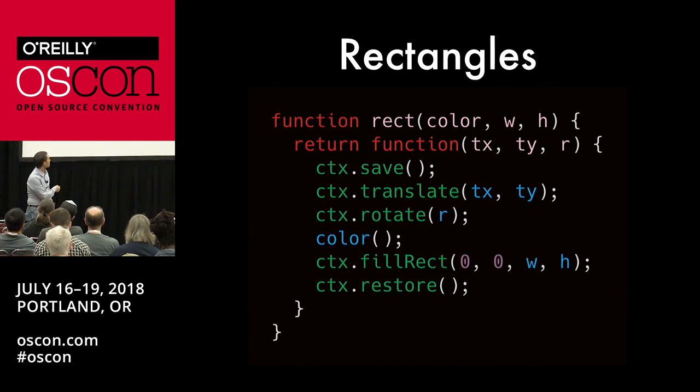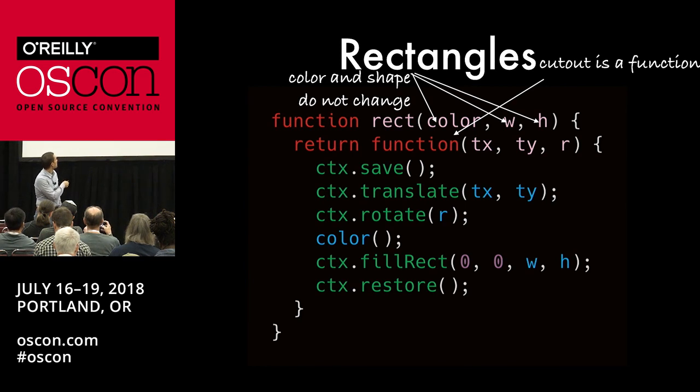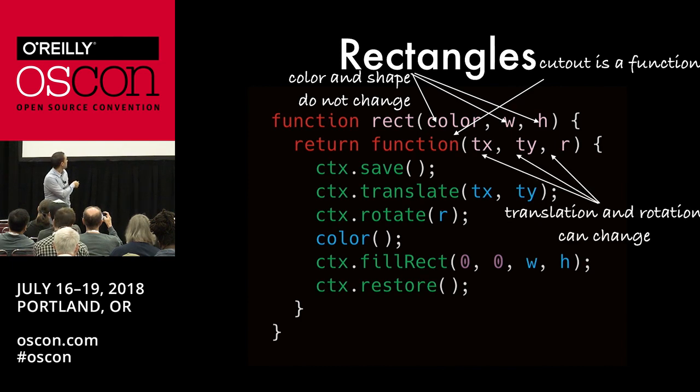Okay, so a more complicated one, rectangle. It's only complicated because drawing a rectangle takes more code than setting the color. So the cutout is a function of tx, ty, and r. That's the translation and the rotation, because those are the two things that change. The color and the shape don't change. The translation and the rotation will change, because once I cut it out of the paper, the color can't change, and I'm not going to change it after I cut it out, but I can move it around.